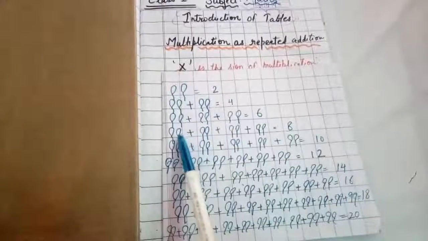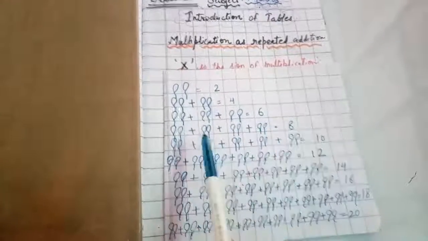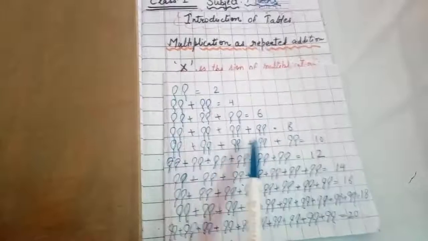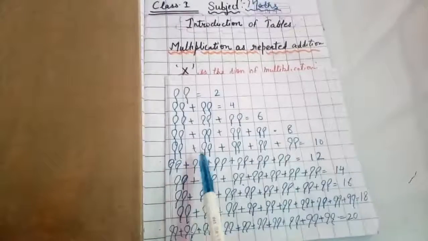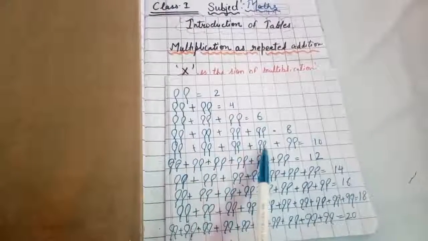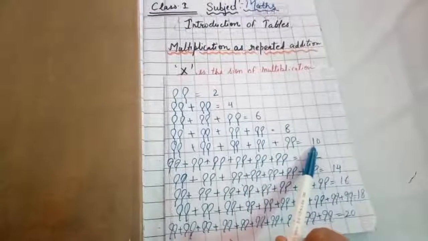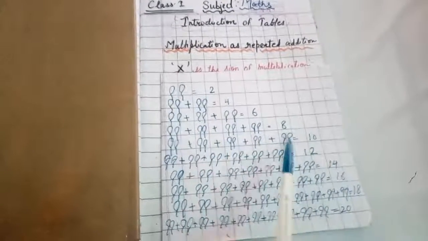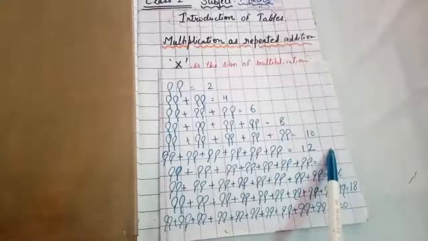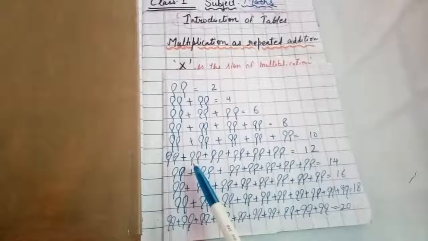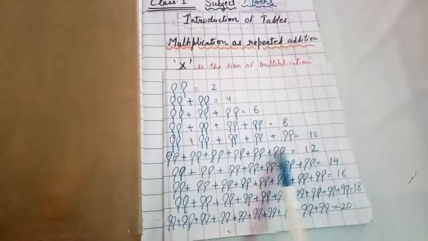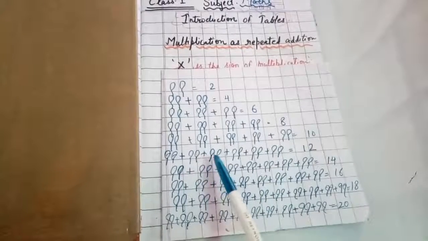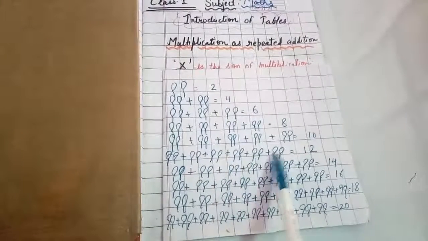So how many balloons are these? 8 balloons. In each group, how many balloons are these? 1, 2, 3, 4, 5, 6, 7, 8, 9, 10. 10 balloons in total. Now there is the 12, a total of 12 balloons. There are 2 balloons in each group. It's 1, 2, 3, 4, 5, 6, 7, 8, 9, 10, 11, 12.